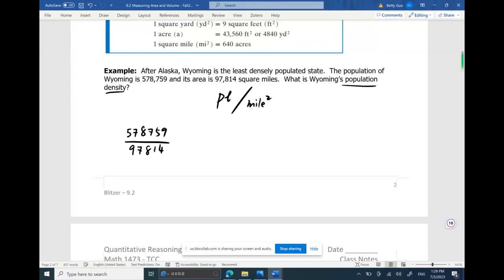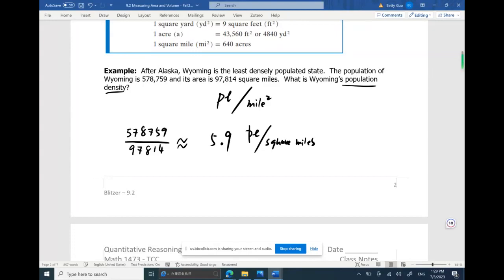97,814, and then we are going to operate this division, 578,759 divided by 97,814. Let's see how we round it. It doesn't say, right? How about let's keep one decimal place. 5.9. 5.9 people per square mile.